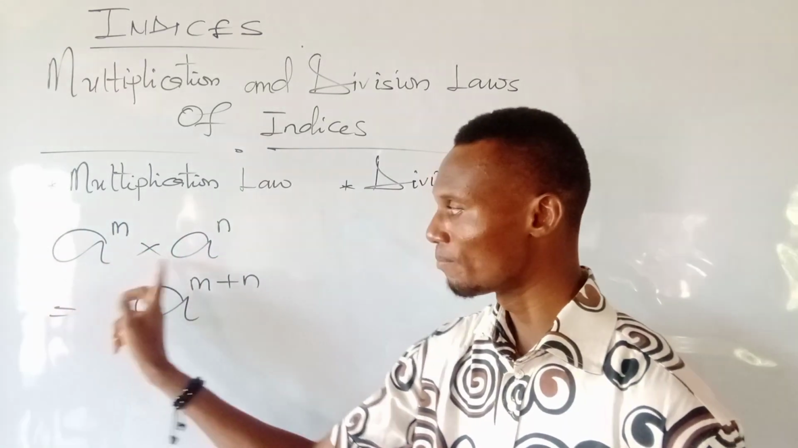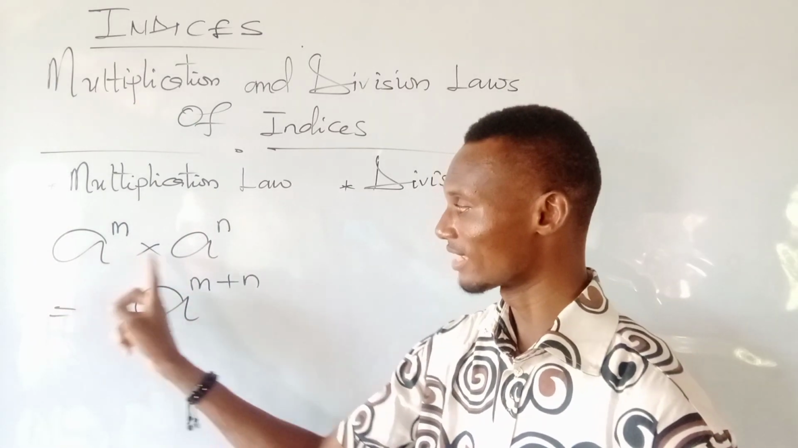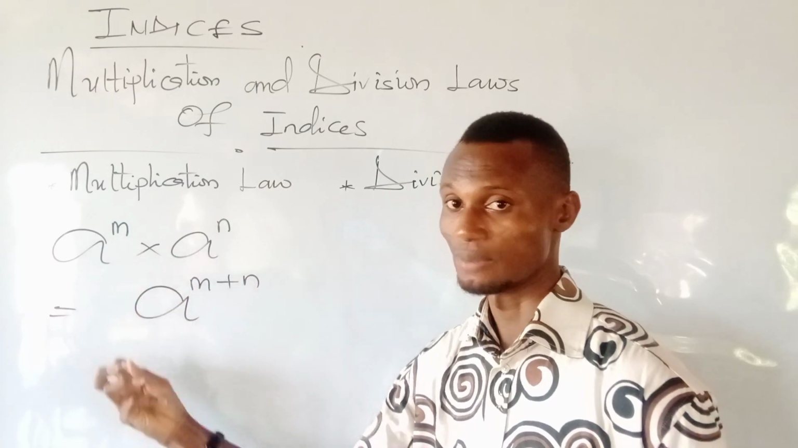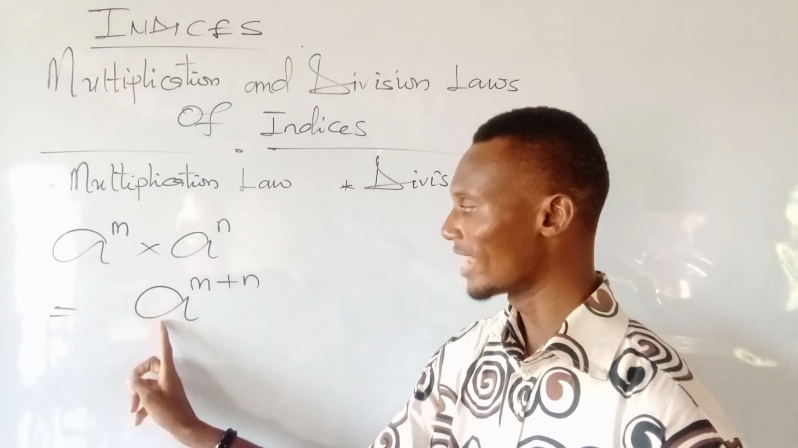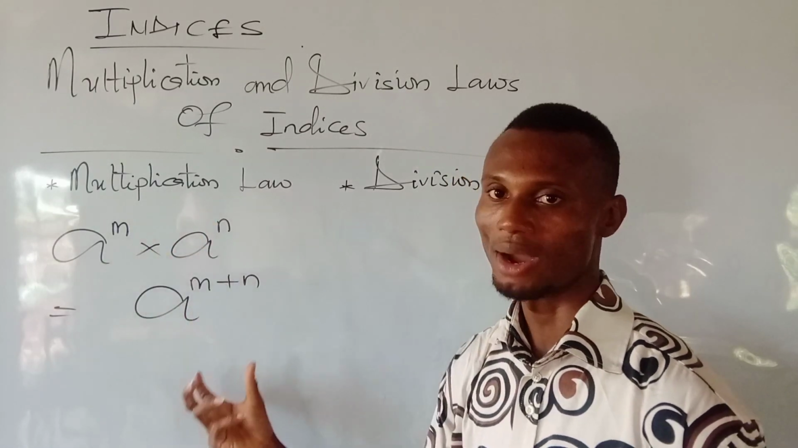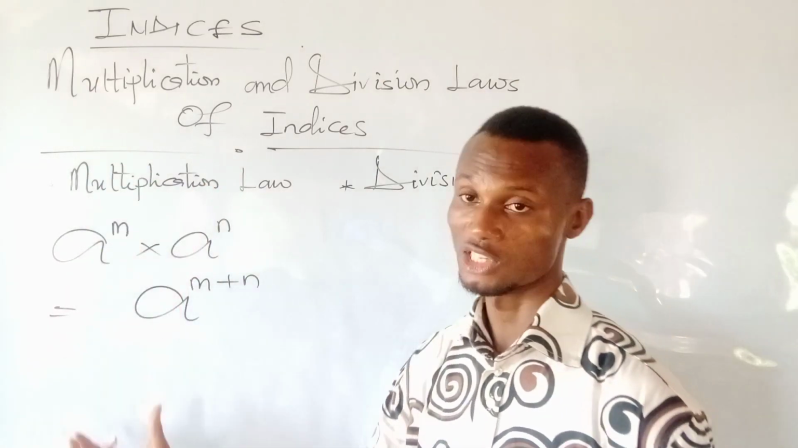Okay, you can see that the bases are the same and they are multiplying. Those are the two conditions. The bases have to be the same and they have to be multiplying. In that case, for us to simplify, we just pick one of the bases, then we add the powers. So I'll write my a here, to the power m plus n, because we add the powers. That's how to simplify it under the multiplication law.